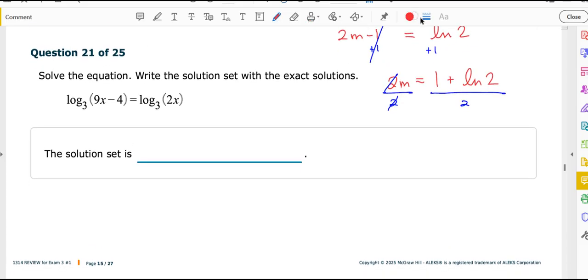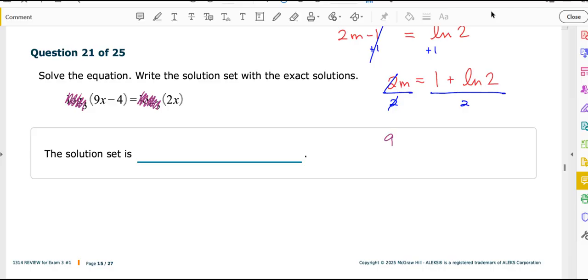Question 21. Solve the equation. Write the solution set with exact solutions. Okay, you have log base 3 of (9x minus 4) equals log base 3 of 2x. Because there's a log base 3 on both sides, and there's only one of them on both sides, I can essentially get rid of the log base 3's. What you're doing is actually exponentiating it, 3 to the log base 3, but that's it. We can get rid of the log base 3's.